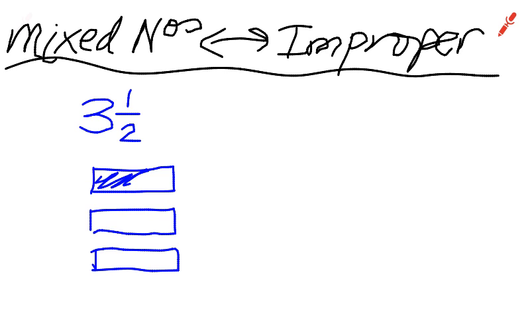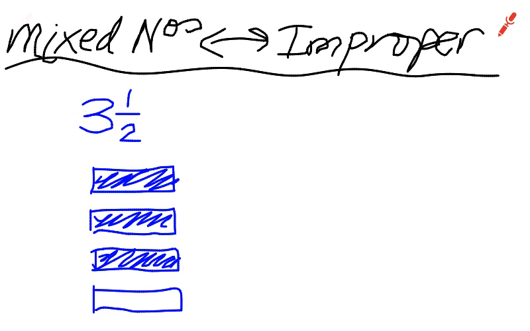So we have 3 full wholes, 3 full units, pretending they're all the same size, but we still need another half. So I'll get another whole, but I will halve it, and I will shade only that half. So this is what 3 and a half will look like in diagrams.